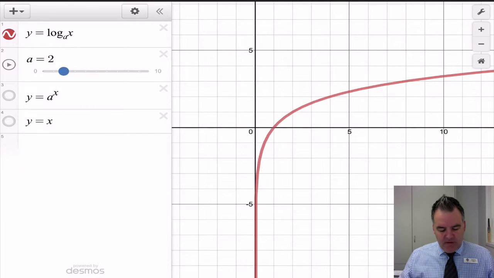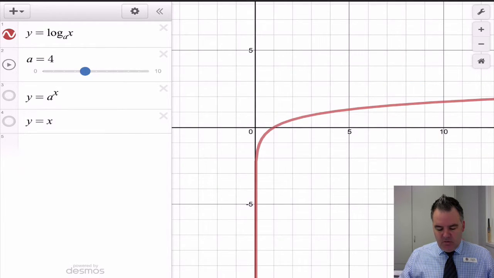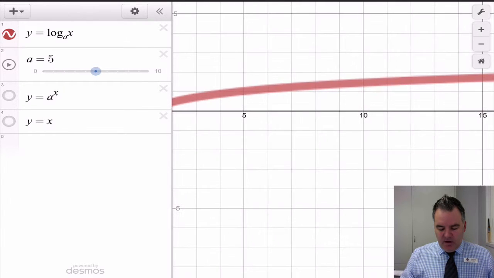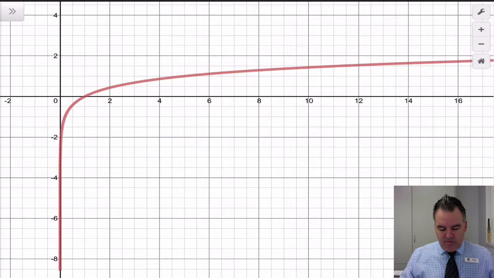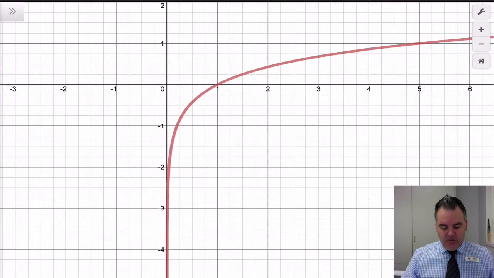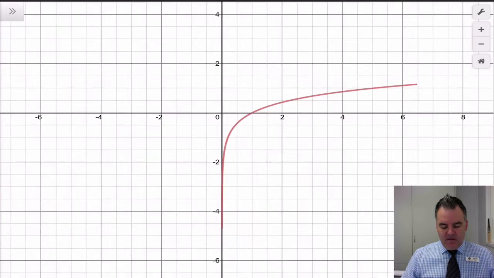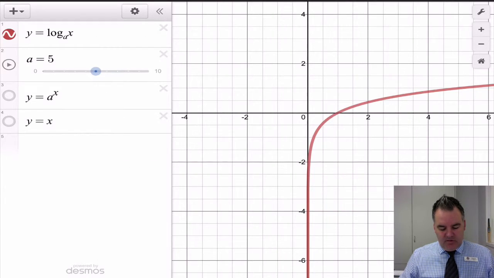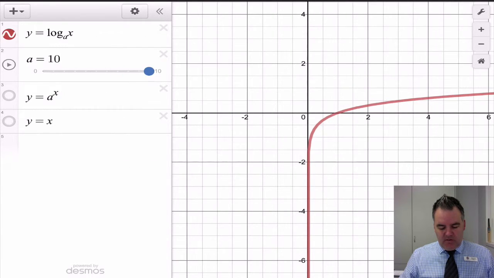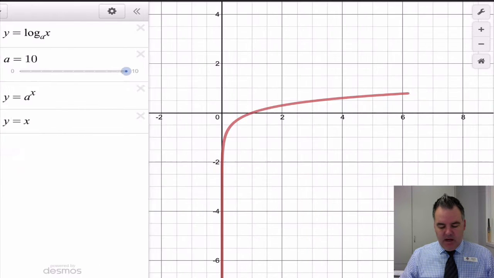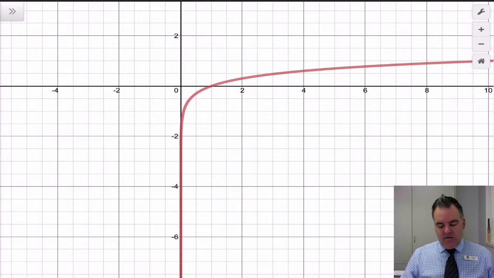Now if we change the base to base 3, or base 4, or base 5, you can see it's just getting shallower. If we look at the graph there, this is base 5, so it's getting shallower there, but it still retains the same kind of idea, still going through 1 on the x-axis there. So here's log base 10 of x, so our common logarithm there. So the shape is essentially the same when we change the base.